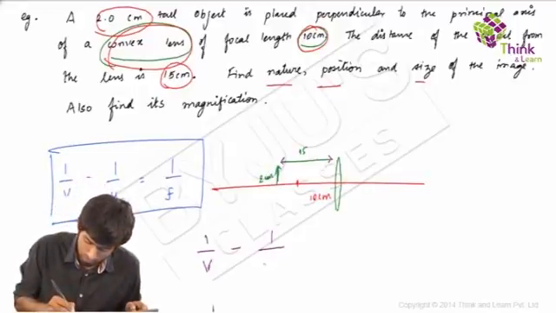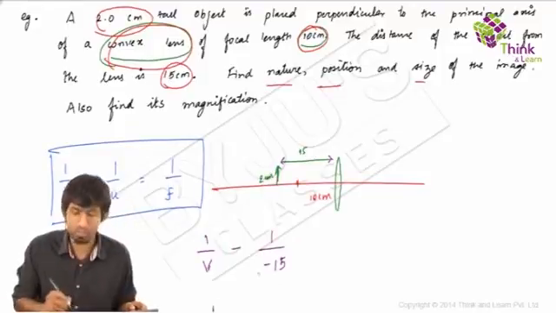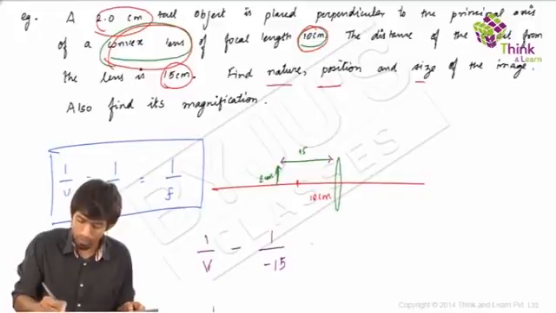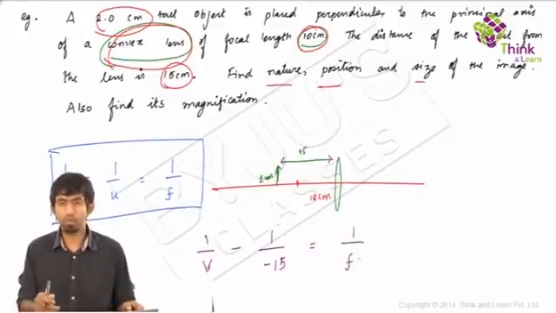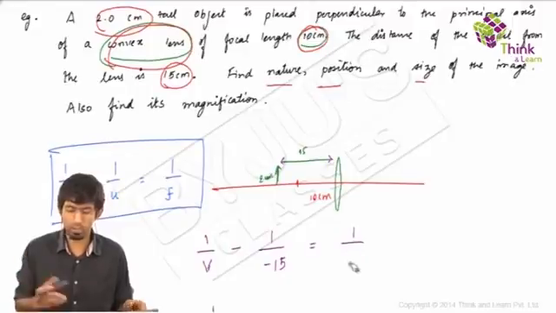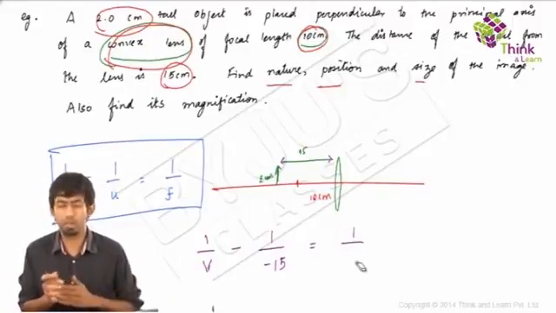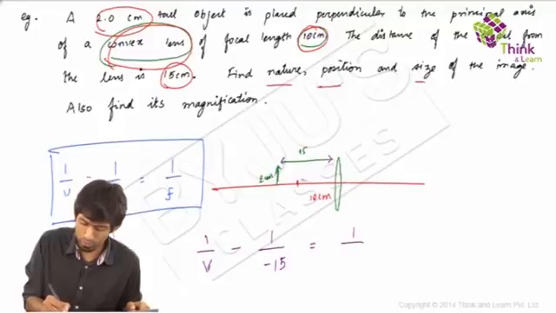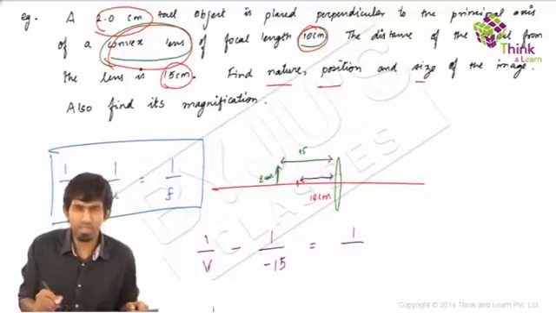So minus 15 is going to be our u. Equals 1 by f. Now f, is it going to be positive or negative? It's 10 centimeters. Is it positive or negative? So left, right? We've drawn it to the left over here. Therefore it must be negative?